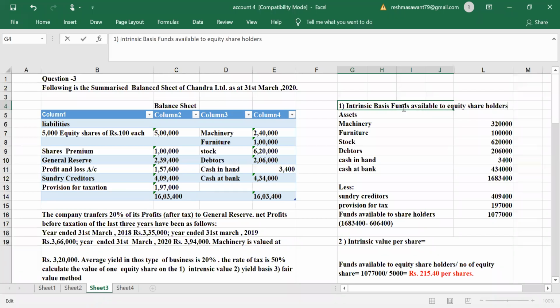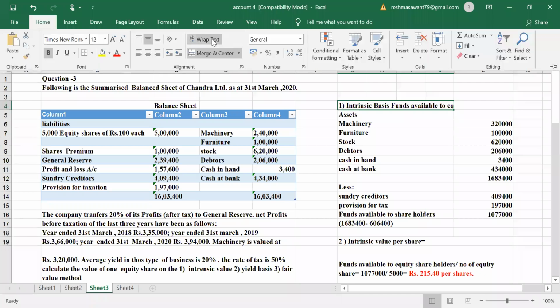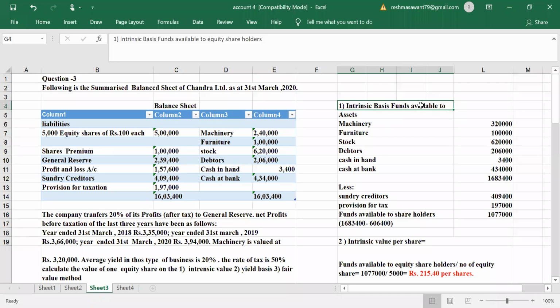Funds available to equity shareholder. This is your first step. In this way, we calculate the net assets, using the assets given in your heading and the adjustments. Only machinery is valued upward, and all other assets are taken at book value, that is, the balance sheet value.